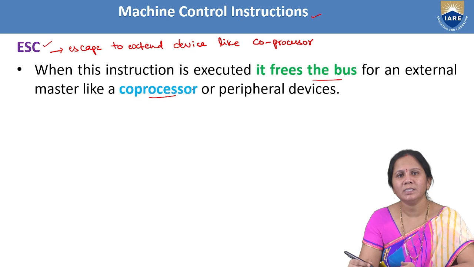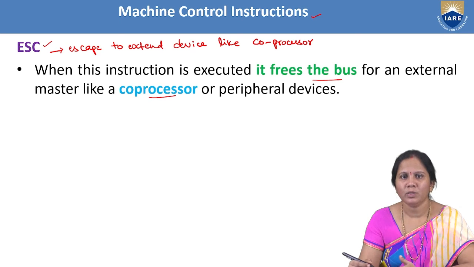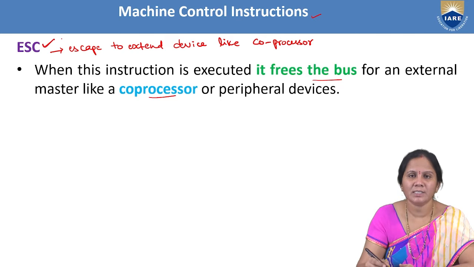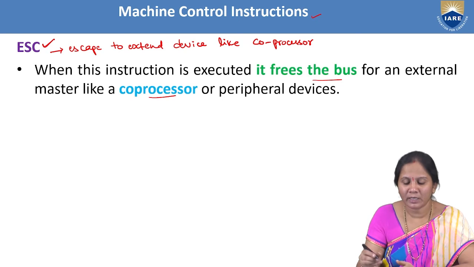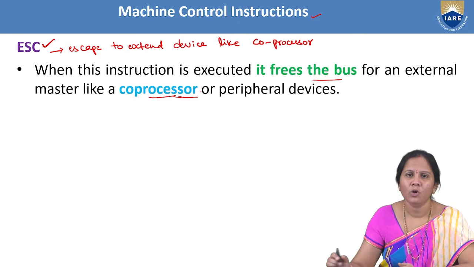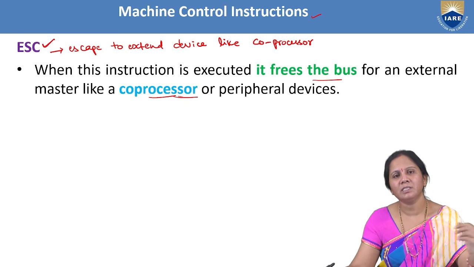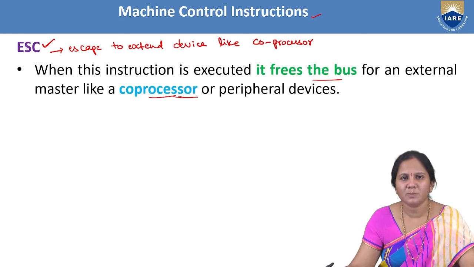In order to release the system bus access to the requested master, if this ESC instruction is executed, the system bus access will be released to the requested master. That requested master can also be called a coprocessor. A coprocessor is nothing but an additional processor present in the CPU in order to perform special, additional tasks like extended arithmetic operations.